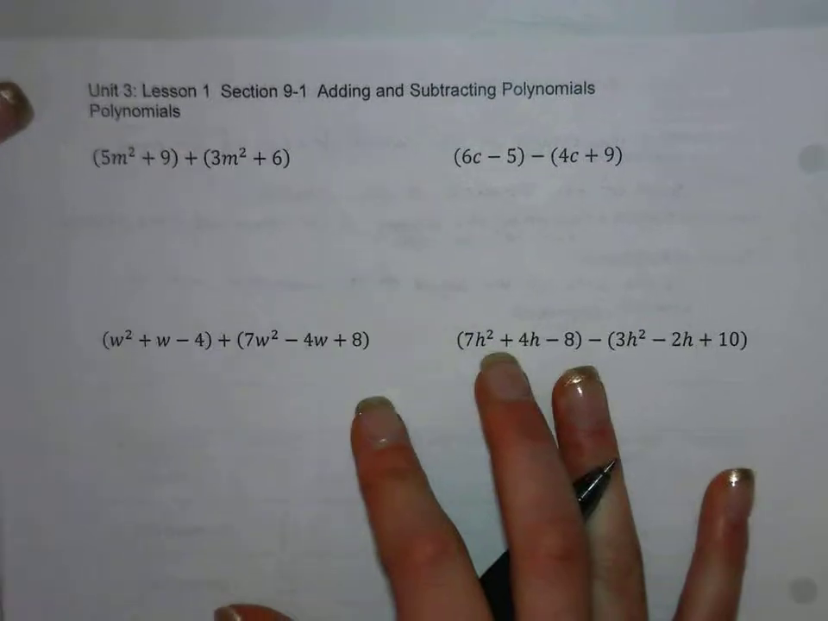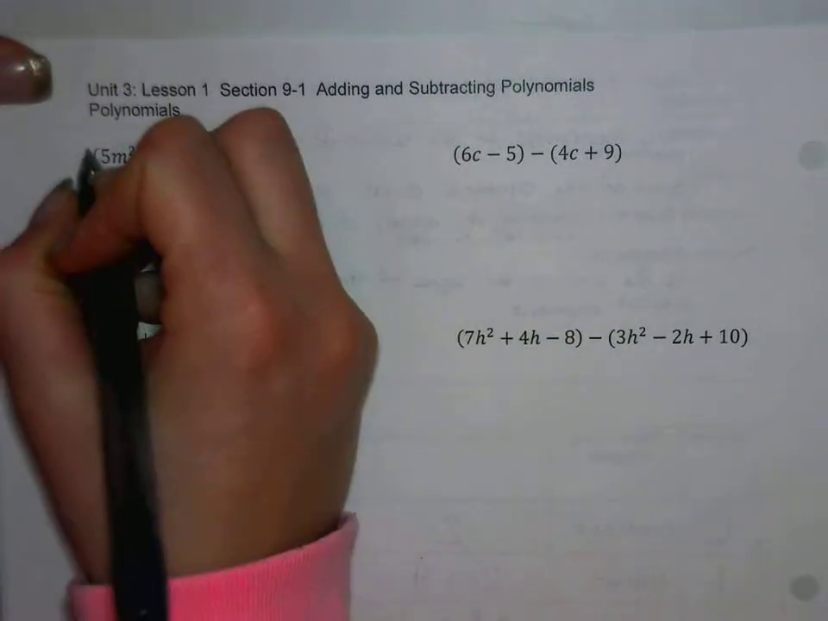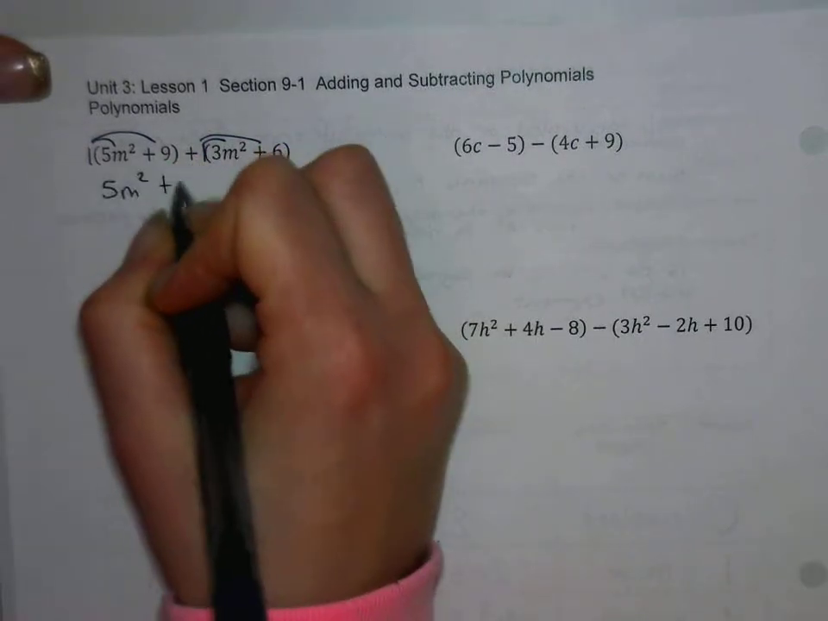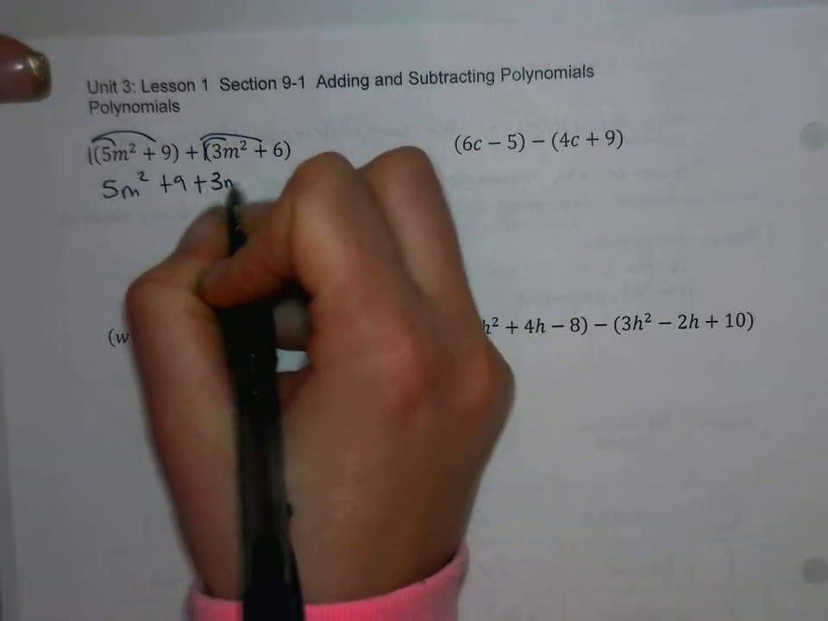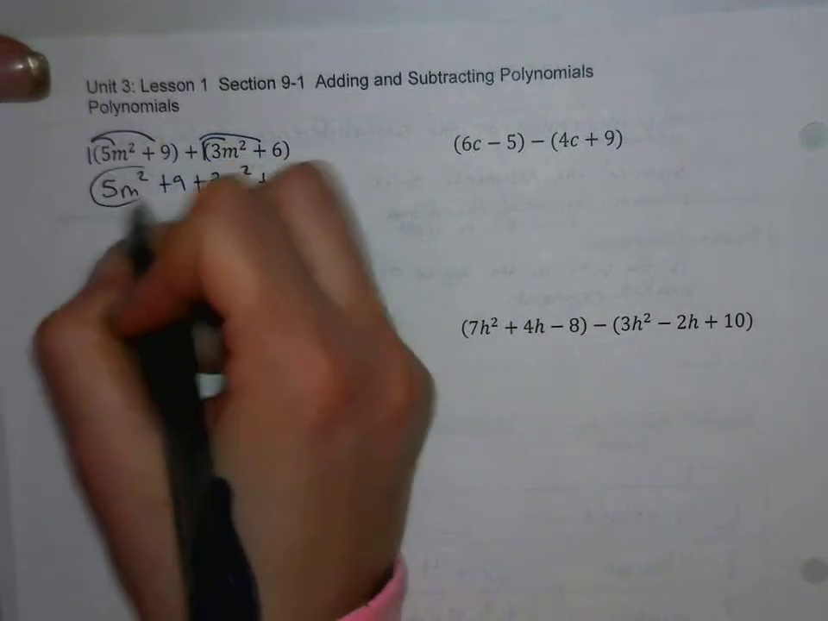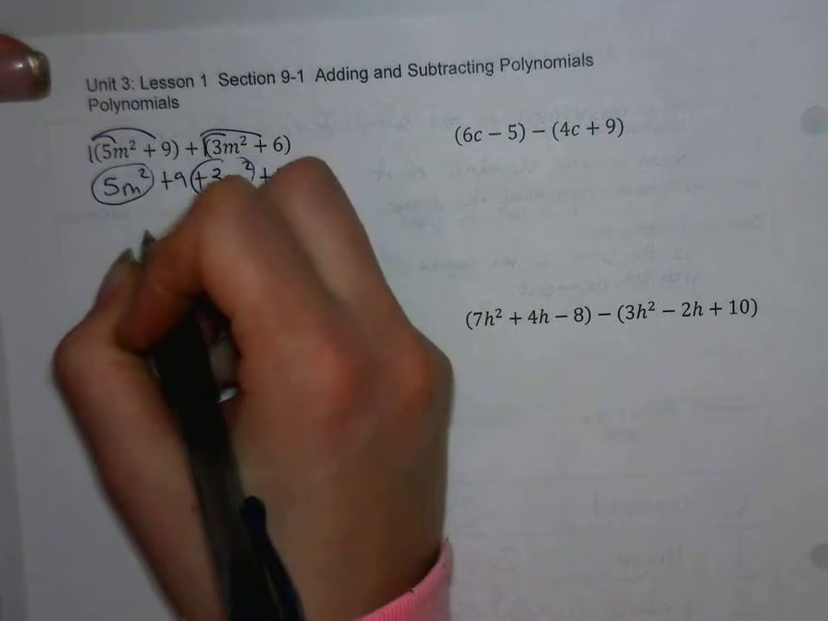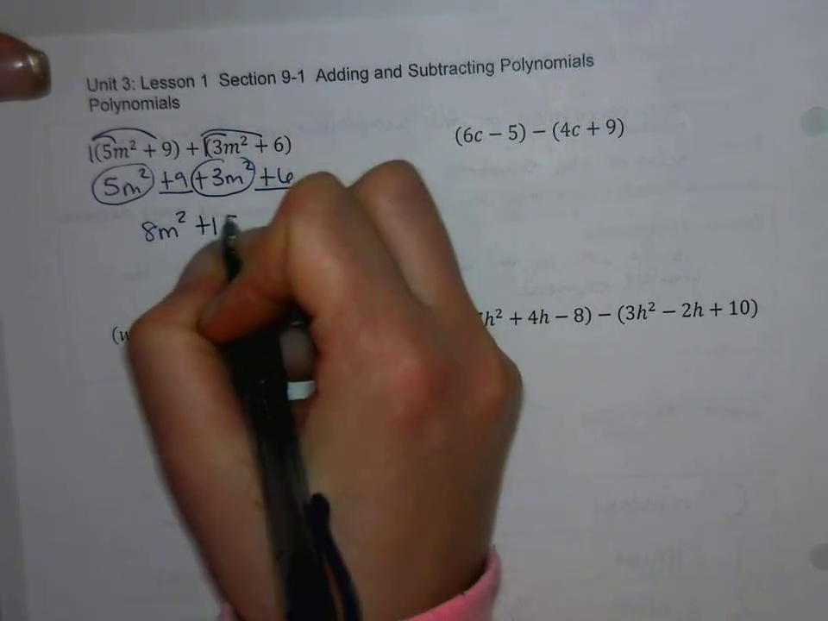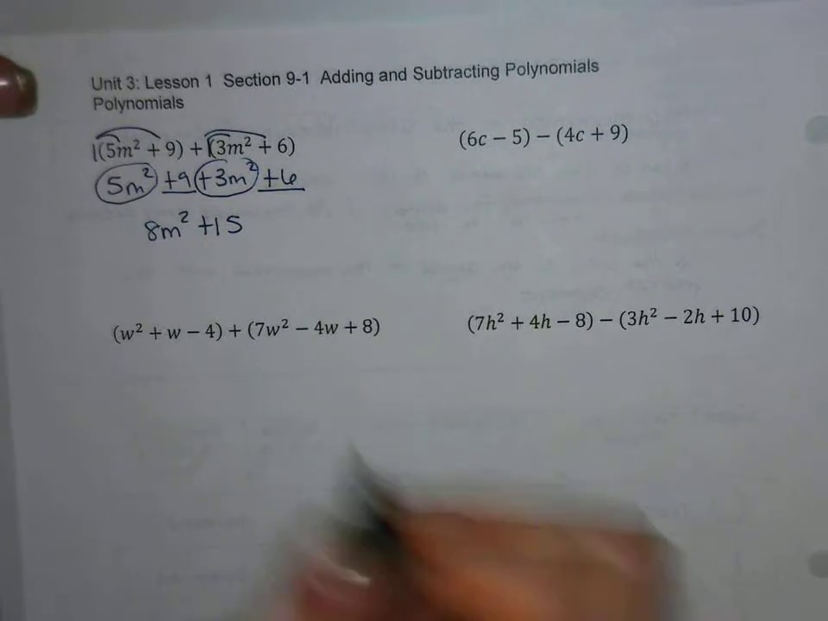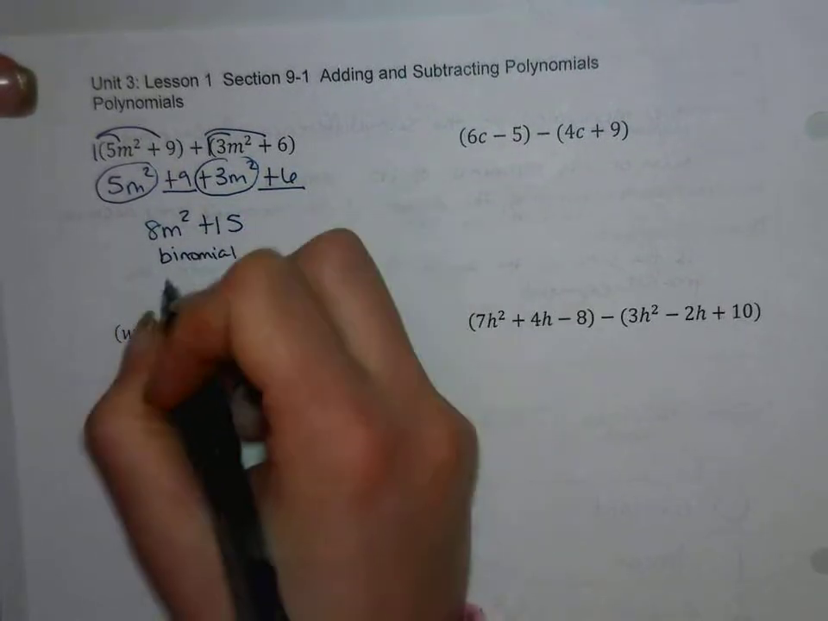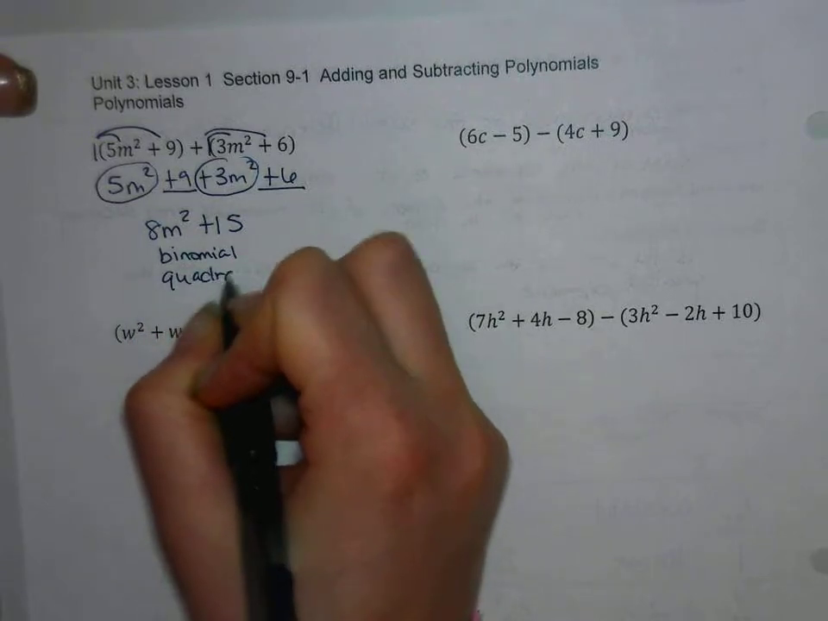Alright, so for these ones, we are adding our 2 polynomials, and we're distributing a positive 1 to both. So we end up with 5m squared plus 9 plus 3m squared plus 6. Like terms, 5m squared plus 3m squared is 8m squared. 9 plus 6 is 15. So once we simplify, we know we have 2 terms, so it's called a binomial. Highest degree is 2, so it's called a quadratic.